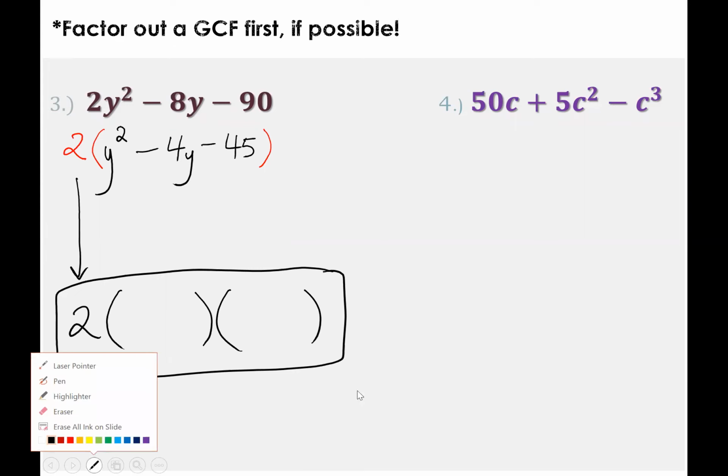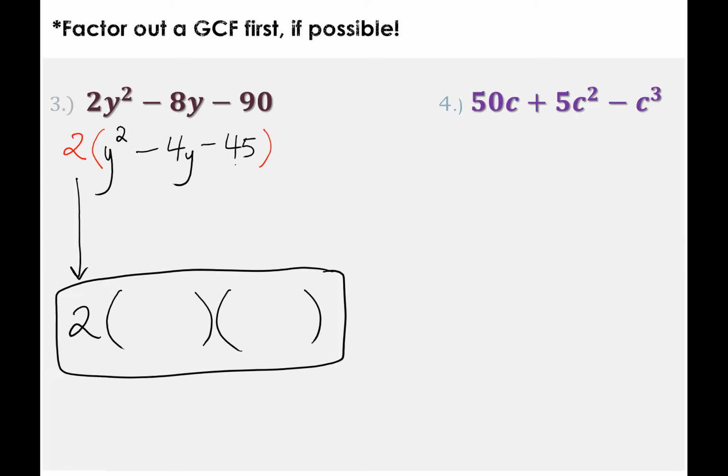Okay, so I'm now going to focus on what's left here in parentheses, y squared minus 4y minus 45. So I need factors of negative 45 that have a sum of negative 4. Okay, so here's my list of factors of 45, 1 and 45. 2 doesn't go in, 3 and 15. 4, nope, not a factor, and then 5 times 9. 6 doesn't go in, 7, 8, and then back to 9.